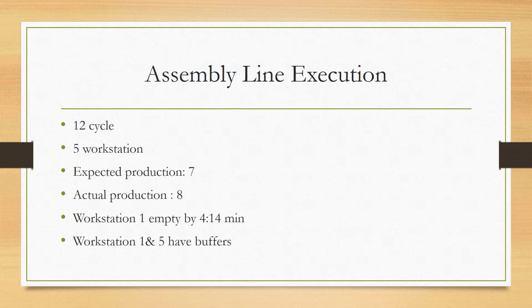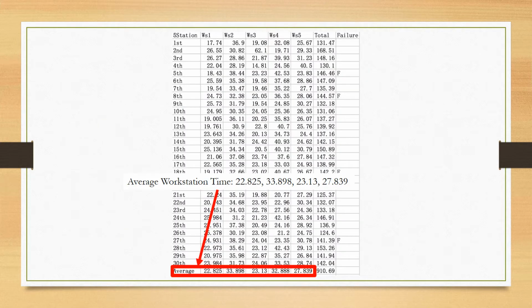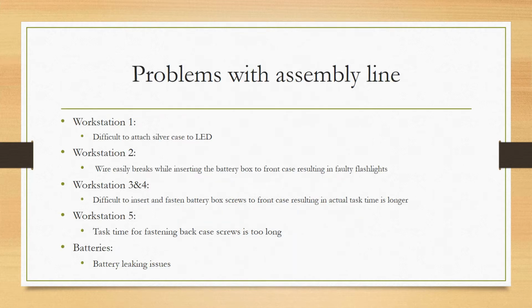We actually produced 8 units, and at 4:14, our workstation 1 was empty already, and we had buffers at workstations 1 and 5. So we ran through the assembly line 30 times to get an average workstation time for each workstation. And it turns out that the actual workstation time was a lot higher than the one we predicted. So this assembly line has issues. We have to come up with a new design. So this is a list of the problems we have with the original assembly line.